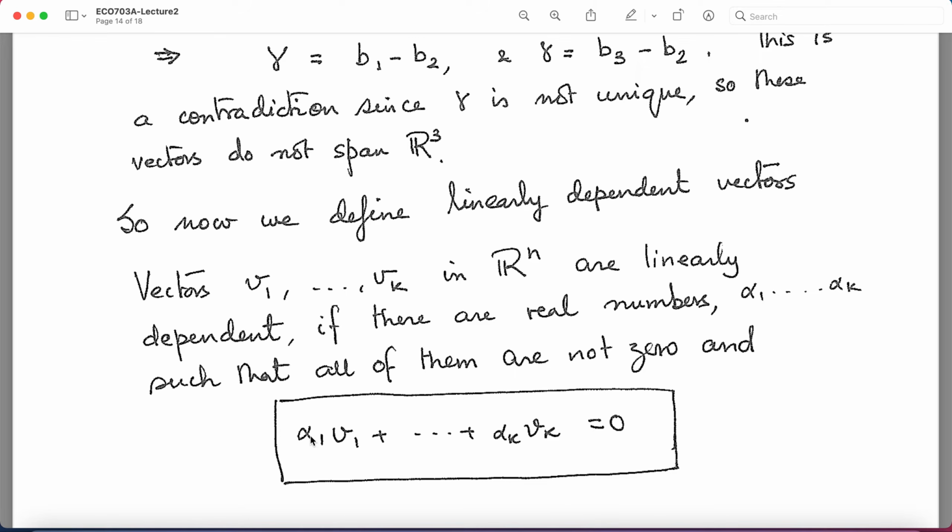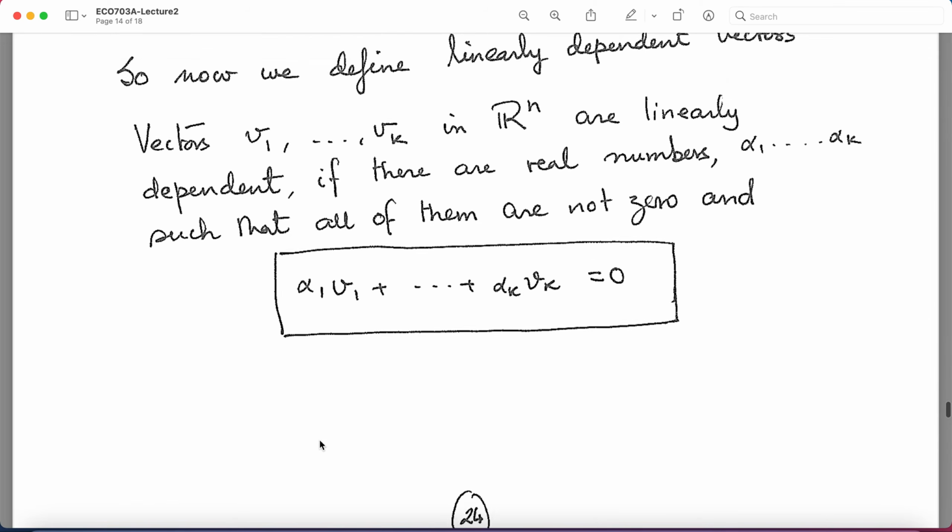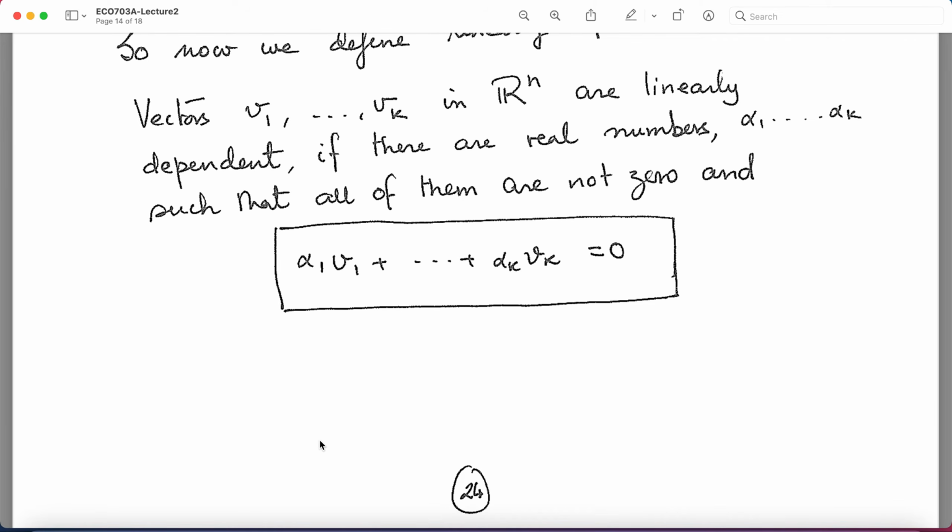Basically, any vector whose coefficient is non-zero can be expressed as a linear combination of the rest, and that is the key idea. So, they cannot be independent of each other, they are dependent, linked through these linear combinations.